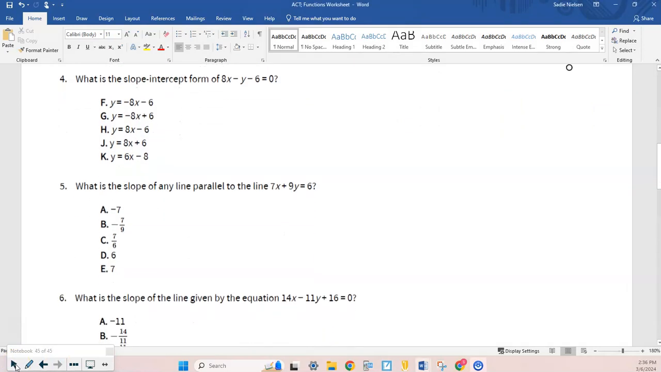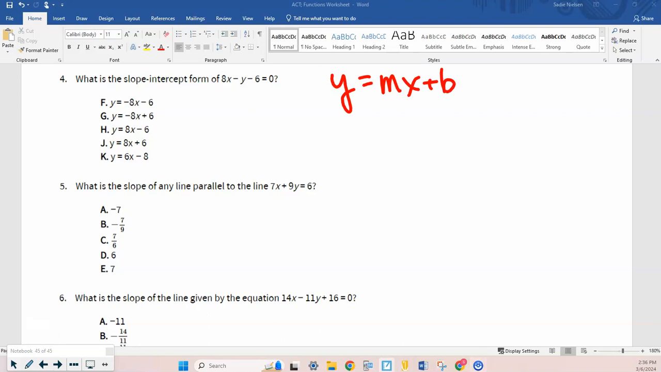Okay. What is the slope-intercept form of 8x minus y minus 6 equals 0? Thumbs up if you remember what the slope-intercept form is, folks. Okay, someone's yes, someone's no. No worries. If you don't remember, that's okay. It looks like this. I think once I put it up, you're going to be like, oh yeah, I remember this. y equals mx plus b. Is that familiar? Yeah, right on.